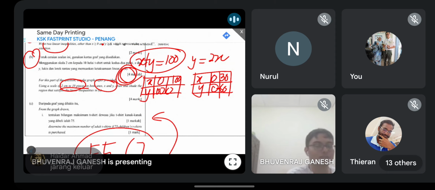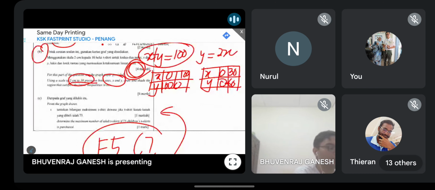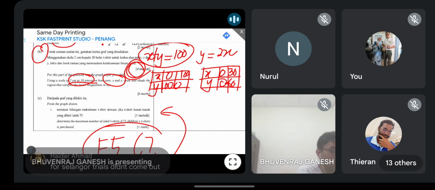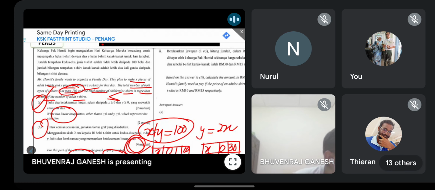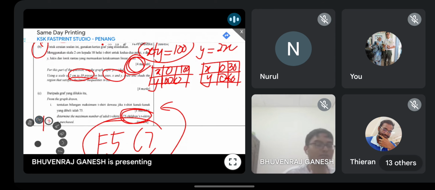That's a famous question. Usually they like to ask it in maths, but you can see from this also and apply the concept there. So never mind, we focus here. They say maximum number of adult t-shirts if 75 children t-shirts are purchased. So guys, children t-shirt is X or Y? Is the 75 representing X or Y? Let me check and see. Yeah, this one is Y, I think, the children. So Y is 75 means you must find your X value now.